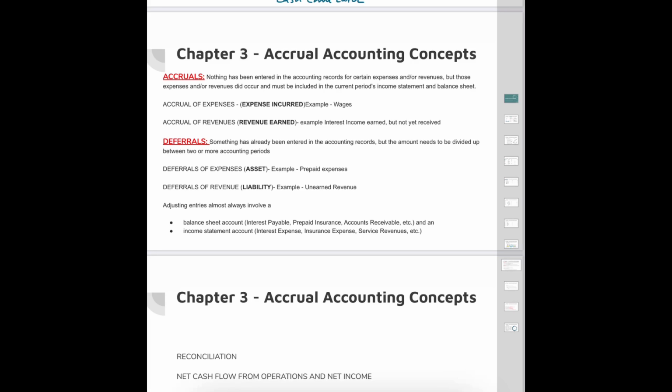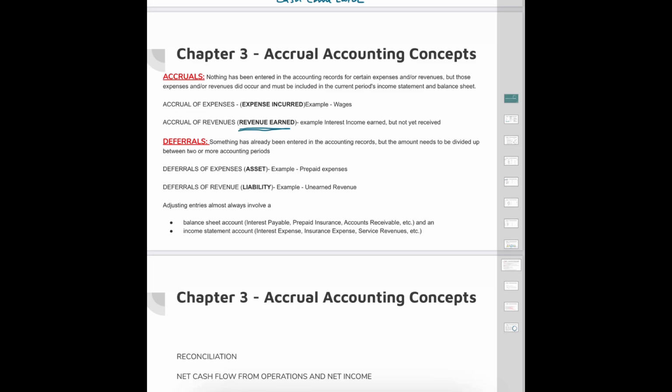So again, accruals means nothing has been entered in the accounting records for certain expenses and or revenues, but those expenses and or revenues did occur and must be included in current period's income statement and balance sheet. Accruals can be for expenses, accruals can be for revenues. Accruals of expenses means that the expense has been incurred and it has not been recorded in books. Examples are the wages. The employees have already given their services, but we haven't paid them, so we have to accrue this expense.